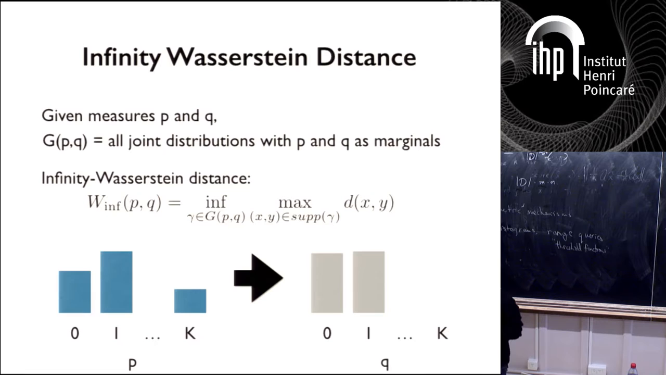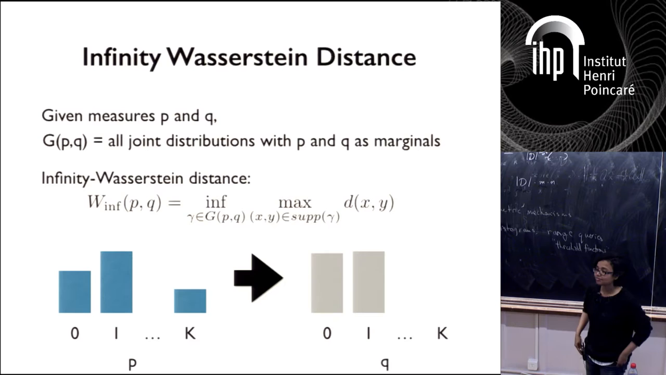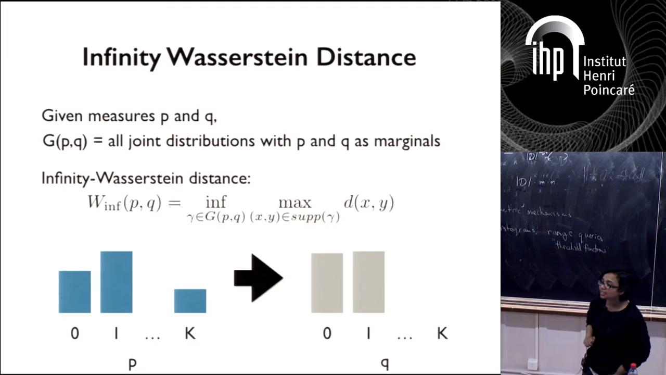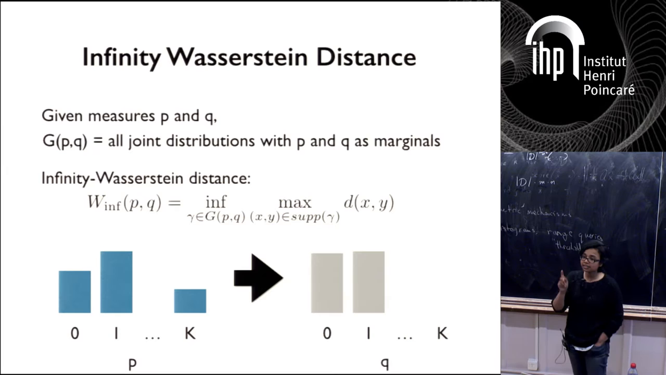D is some distance, some metric. Here we are looking at single-dimensional functions, so it's just the absolute value of x minus y. Is it all finite, is that a discrete distribution? They don't need to be discrete, but these are single-dimensional.